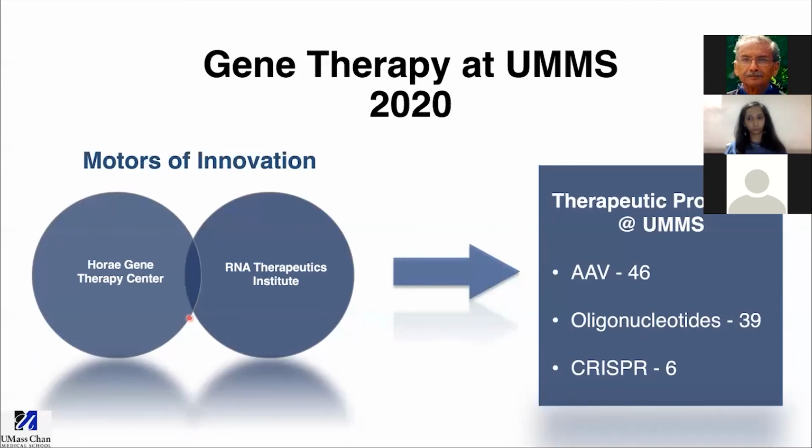Those two motors of innovation have brought forward quite a lot of programs developing gene therapies. In terms of AAV, there are about 46 programs. Using oligonucleotides, there's about 39 programs. In CRISPR, there's 6 and counting upwards very, very rapidly as well.